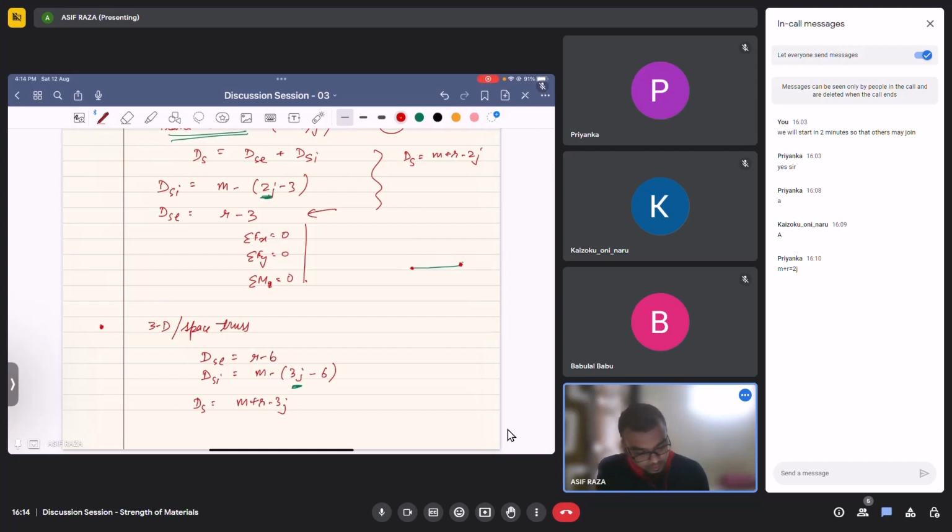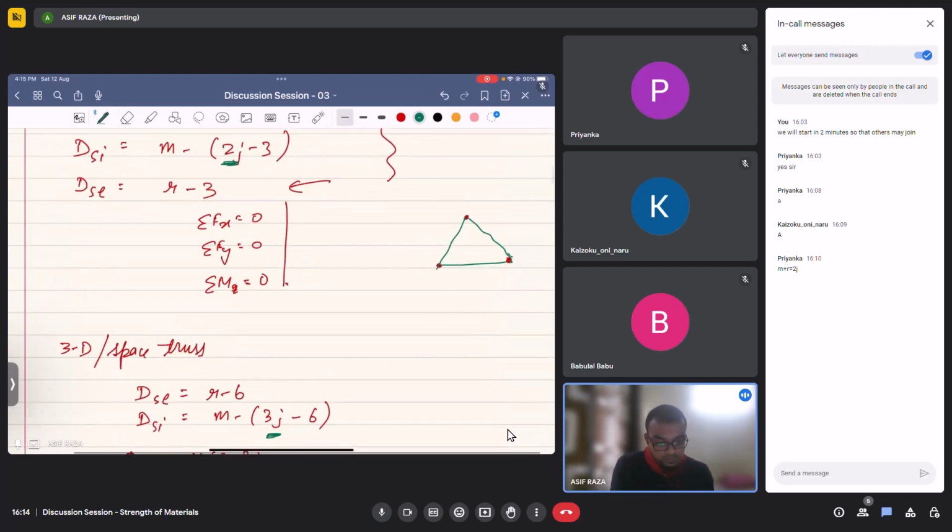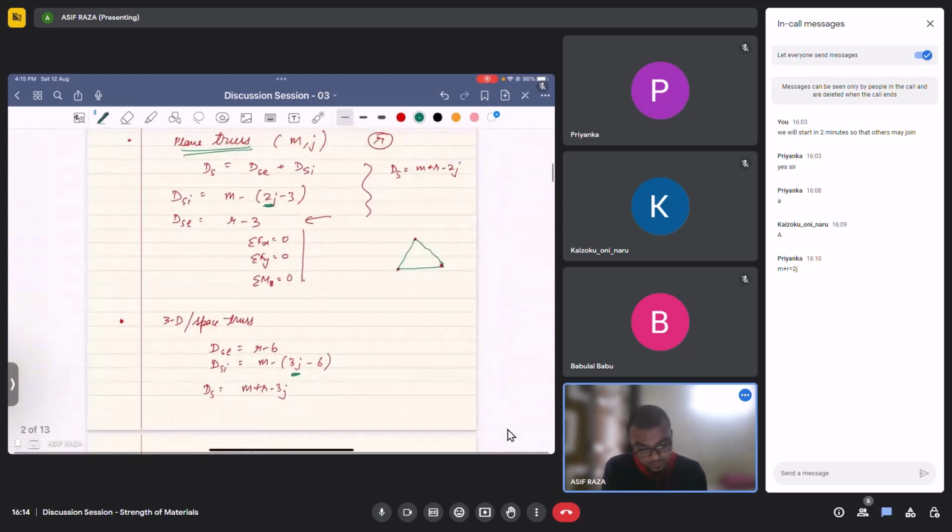Let me do it correctly. I remember that if we want to add additional members, then when one joint is added, 2 members are added. So that's why 2j comes in. Let me say it properly. So this is the basic.